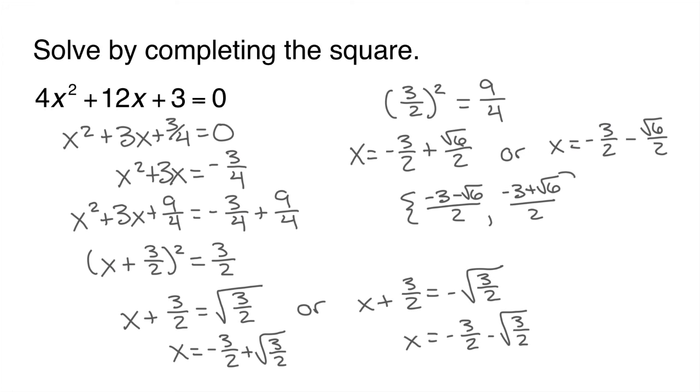and negative 3 plus the square root of 6 all over 2. We can check these solutions by substituting into the original equation and finding out that they do satisfy the original equation. And note that we could also write this as the set containing negative 3 plus or minus the square root of 6 all over 2.